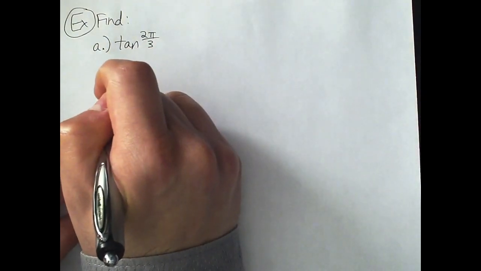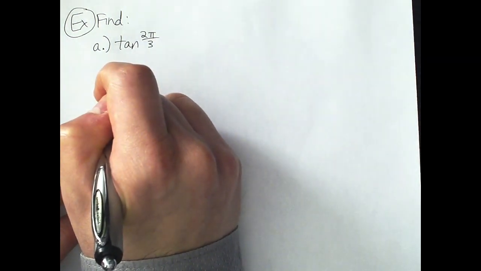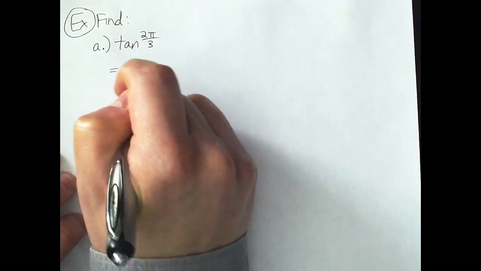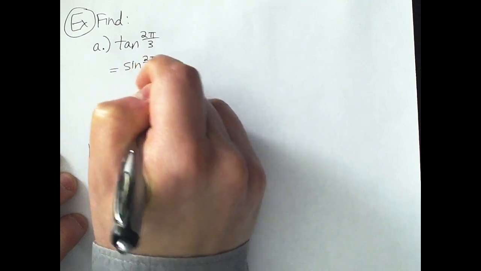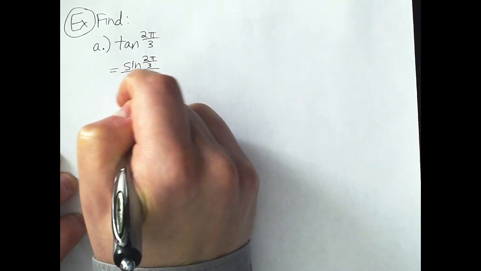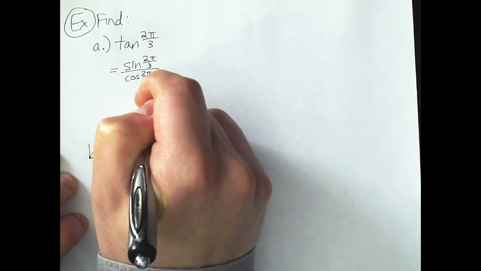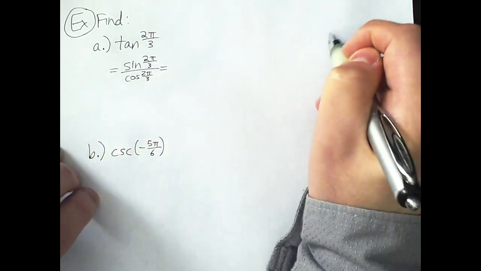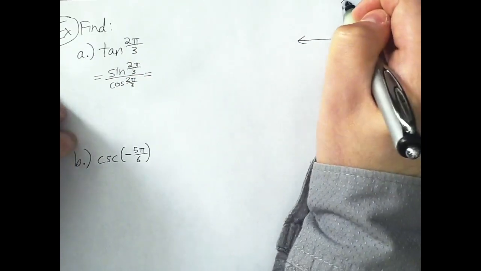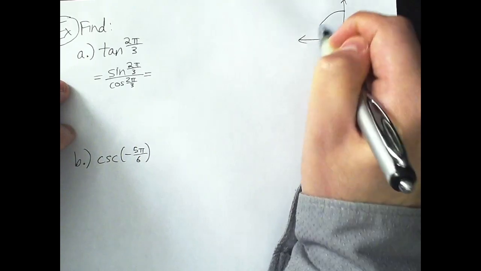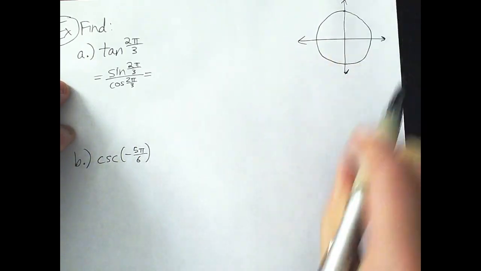So here's what I'm going to do. I know that tangent of 2 pi over 3, I could think of it as sine of 2 pi over 3 over cosine of 2 pi over 3. That might help me. Let's do a unit circle over here. Let's figure out where we are so that we could figure out the terminal point.